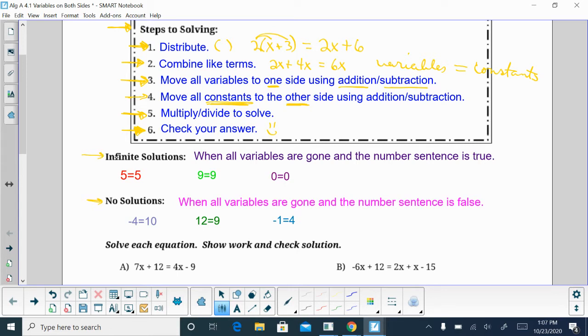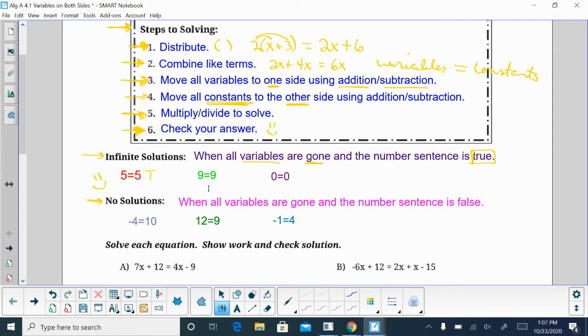Infinite means unlimited, that no matter what we put in for x, our equation always works. So when we work out our equation, simplify it down, solve it down, and all the variables are gone, then that number sentence is true. For example, if we work it out where all the x's or y's are all gone, and we have simply something like 5 equals 5, that is a true sentence.